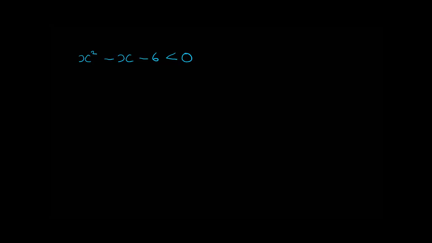This is an example of a quadratic inequality. The first step we need to take is to factorise the quadratic expression and just ignore the inequality part. So we'll need two brackets, x, and we want two numbers that multiply to make 6, but add or subtract to make -1. So we're going to have -3 and +2 to make that work.